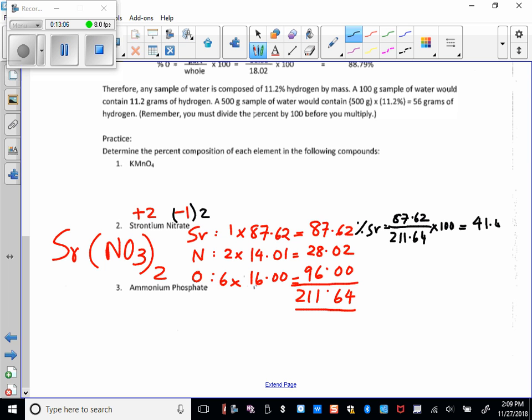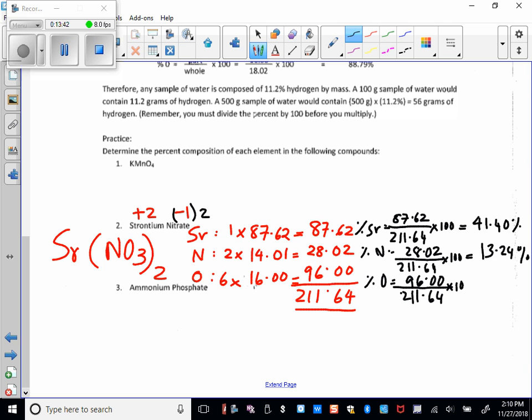41.40%. Let's do the percent of nitrogen. What is percent nitrogen? 28.02 divided by 211.64 times 100. What's the percent of nitrogen? 13.24%. And what's the percent of oxygen? 96.00 divided by 211.64 times 100. What is that? 45.36.